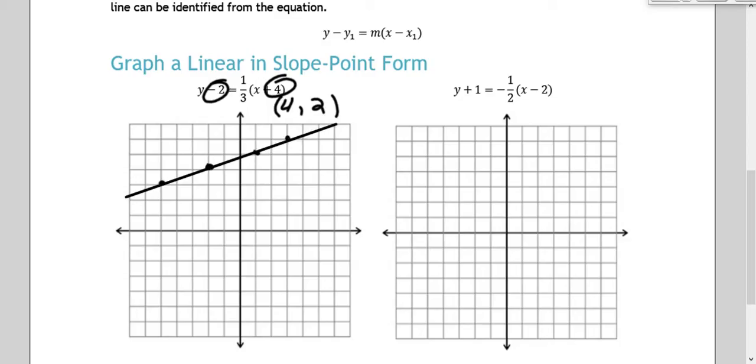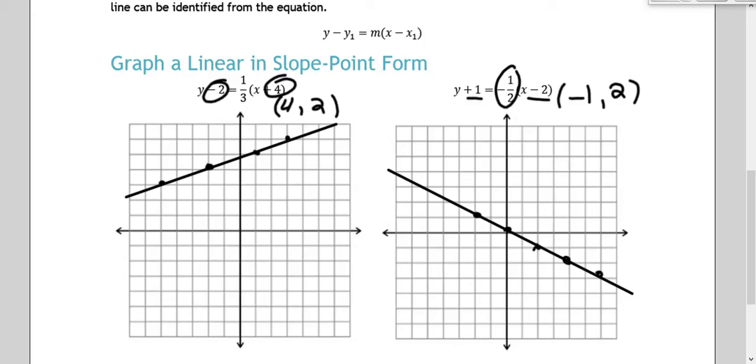Easy. Next one. My point here is (-1, 2). So then down 1 over 2. And then my slope tells me to go down 1 over 2, down 1 over 2, up 1 over 2, up 1 over 2, and so on. So then you just connect the points like that. Okay, so it's using this point and your slope, and you can graph just about anything.